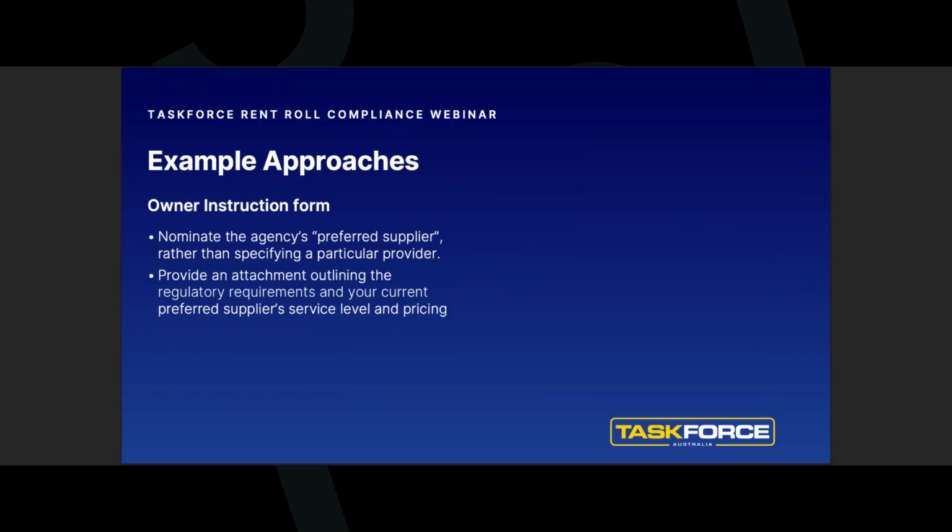Rather than including it in the owner's instruction form, have a separate addendum or attachment that outlines some of the regulatory requirements and your current provided supplier and their level of pricing and service. If you keep that separate, whenever you need to update that, you can just send through that update rather than having to go through some of your owner instruction forms.